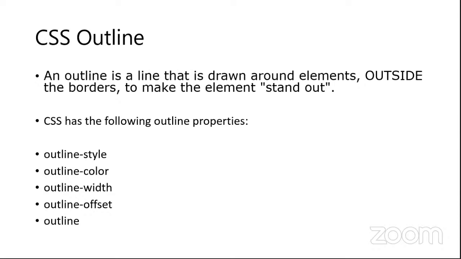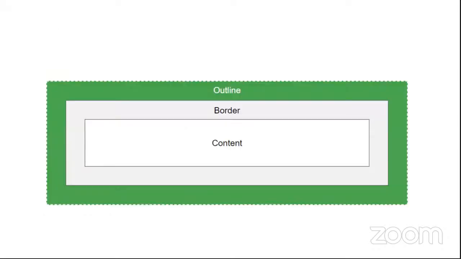An outline is a line that is drawn around the elements outside the borders to make the element stand out. So CSS has the following outline properties: outline style, outline color, outline width, outline offset, and outline as a shorthand property. So we will just review. You can see the middle section is for content, and above the content is occupied by the border, and above the border, here is the outline. So this is a sample of this style.